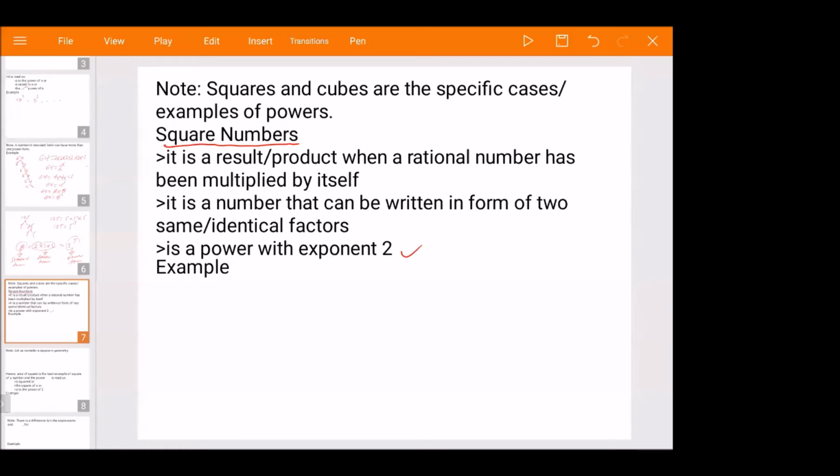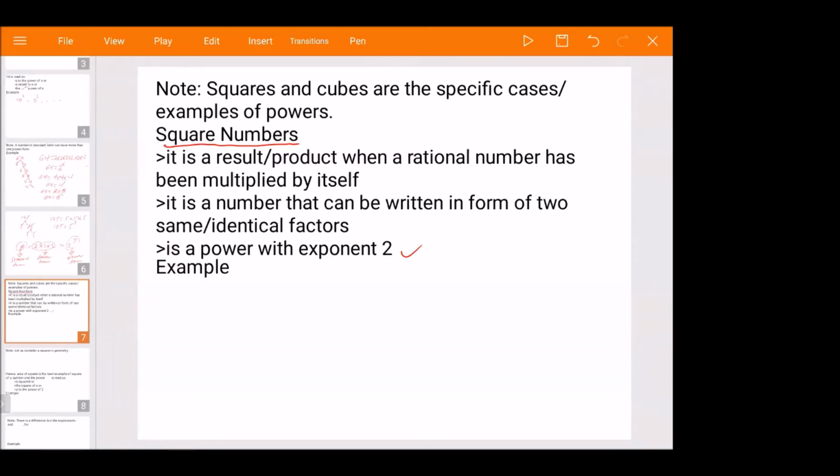Simply, we can say it is a power with exponent 2, or it is a number written in product form with identical factors, or it is a number we get when we multiply a rational number by itself. So this is the square number definition. You can define it in three ways. Now let us consider examples.